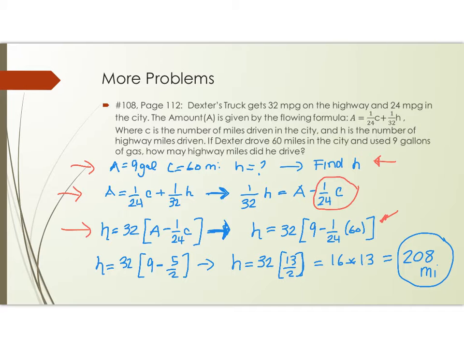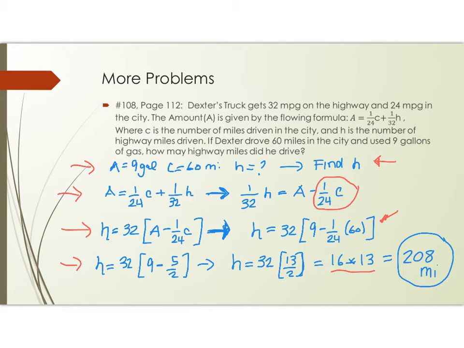Now I can solve for H by doing some arithmetic. I multiplied 1 over 24 times 60. I got 5 halves. So I have 32 bracket 9 minus 5 halves. And now I have 32 times 13 over 2 when I deal with the bracket inside. And now I get to see that 2 goes into 32 16 times, and I end up with 16 times 13, and the answer is 208 miles.